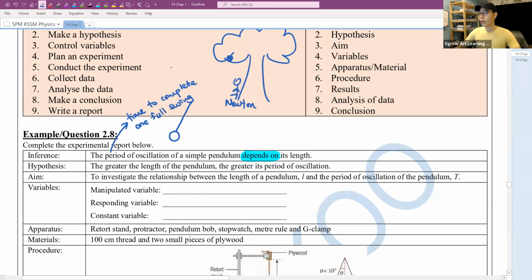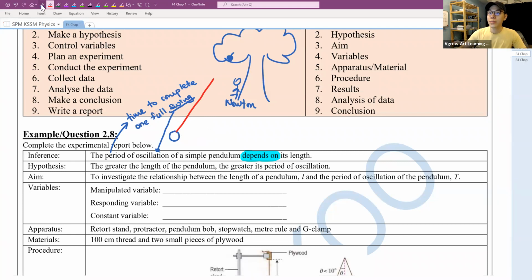The swing is called an oscillation. Swing and oscillation have the same meaning. So you swing to the other side and come back. That is one complete swing. It must swing and come back to the original place. So we are saying that the time it takes to swing and then come back depends on how long the pendulum is. If I have a longer string, obviously it will take longer to swing to the other side and come back. So that is my hypothesis.